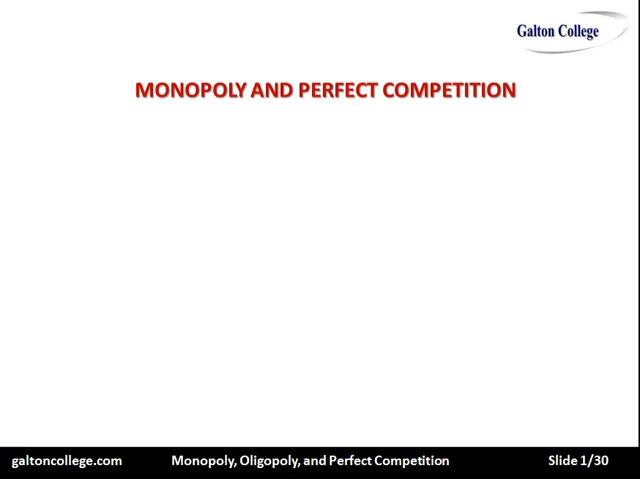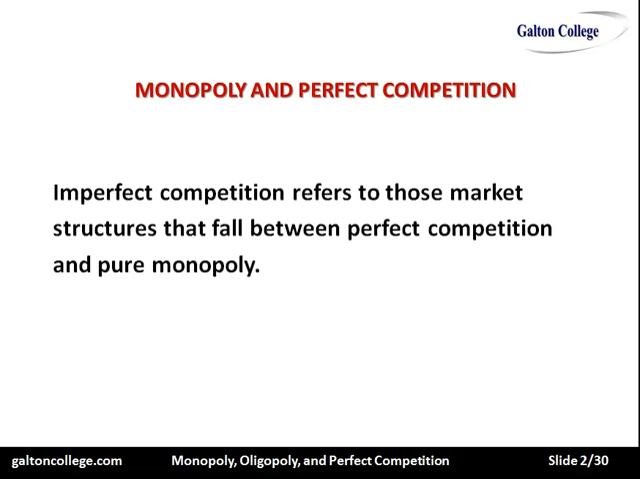In this video we'll consider a contrast between monopoly, oligopoly and perfect competition and see what the attributes of these types of approach to the study of markets are. So imperfect competition refers to those market structures that fall between perfect competition and pure monopoly. So anything which is not perfectly competitive is imperfect. It's not perfect, so it must be imperfect.